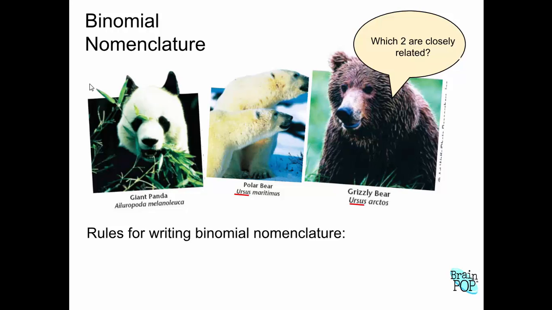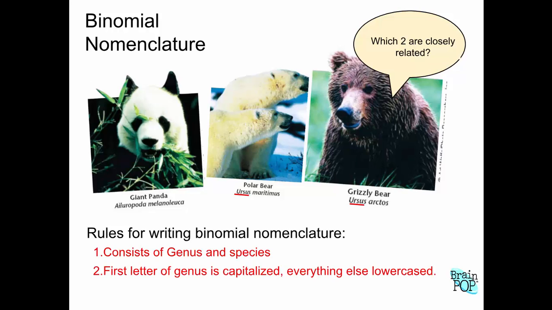What are the rules, you think? Can anyone come up with a rule about how we write those out? Diksha? There's only two. There's two words. How about genus first, species second? We also capitalize the genus name. Everything else is lowercase. And when you write a binomial name, you have to print in italics.